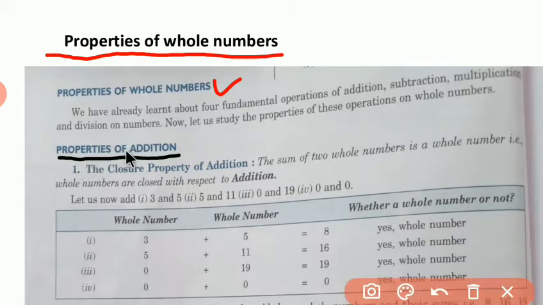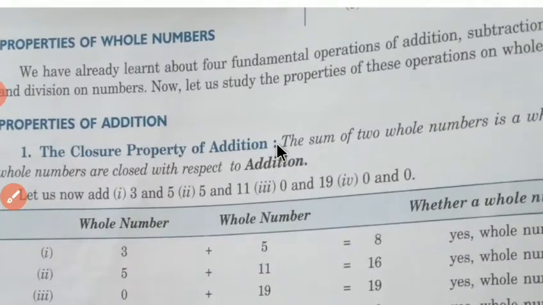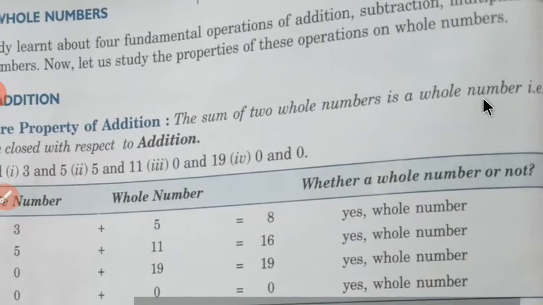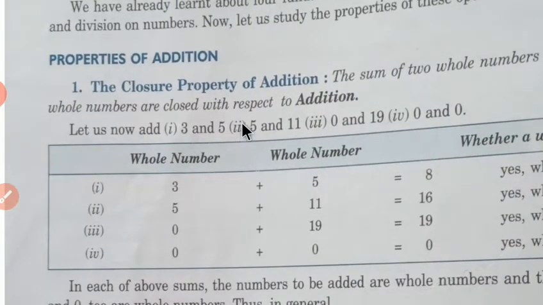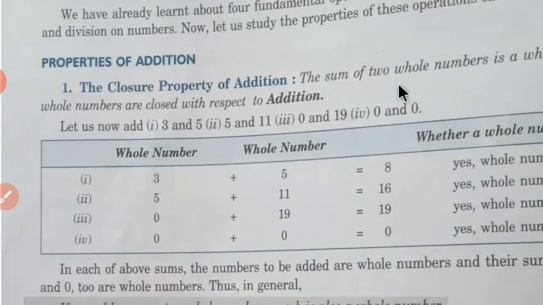First we will see the properties of addition. First property, the closure property of addition. It means the sum of two whole numbers is a whole number. That is, the whole numbers are closed with respect to addition. The sum of two whole numbers is a whole number means when we add any two whole numbers, the answer is also a whole number.